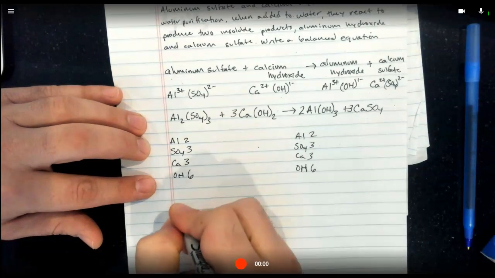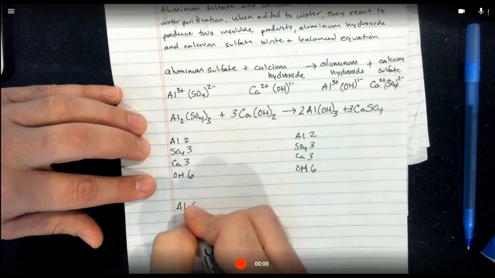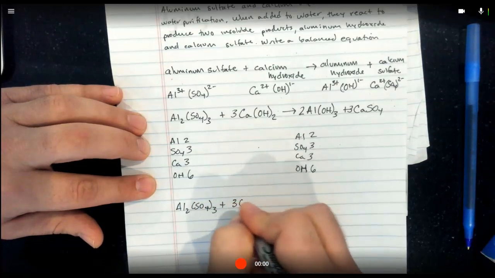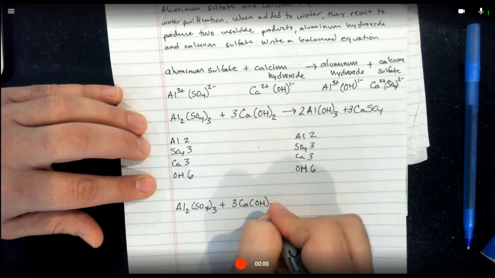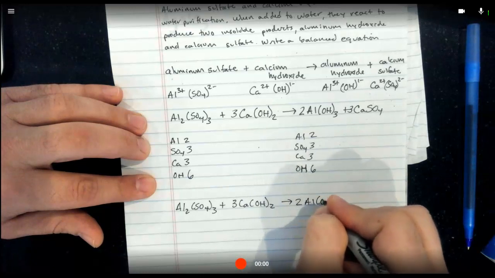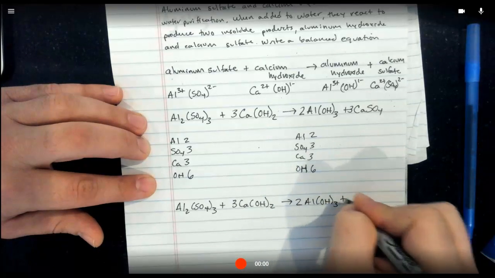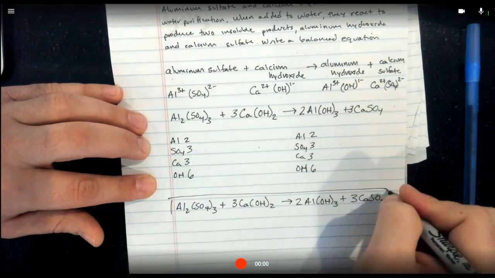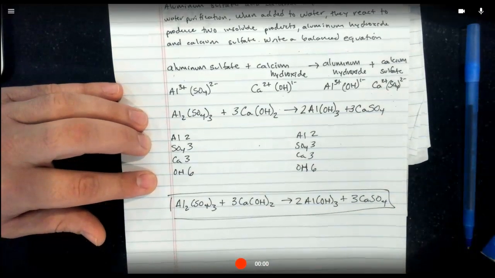So when we write out our balanced chemical equation, we have 1 mole of aluminum sulfate reacts with 3 moles of calcium hydroxide to produce 2 moles of aluminum hydroxide and 3 moles of calcium sulfate. And then box or circle your answer.